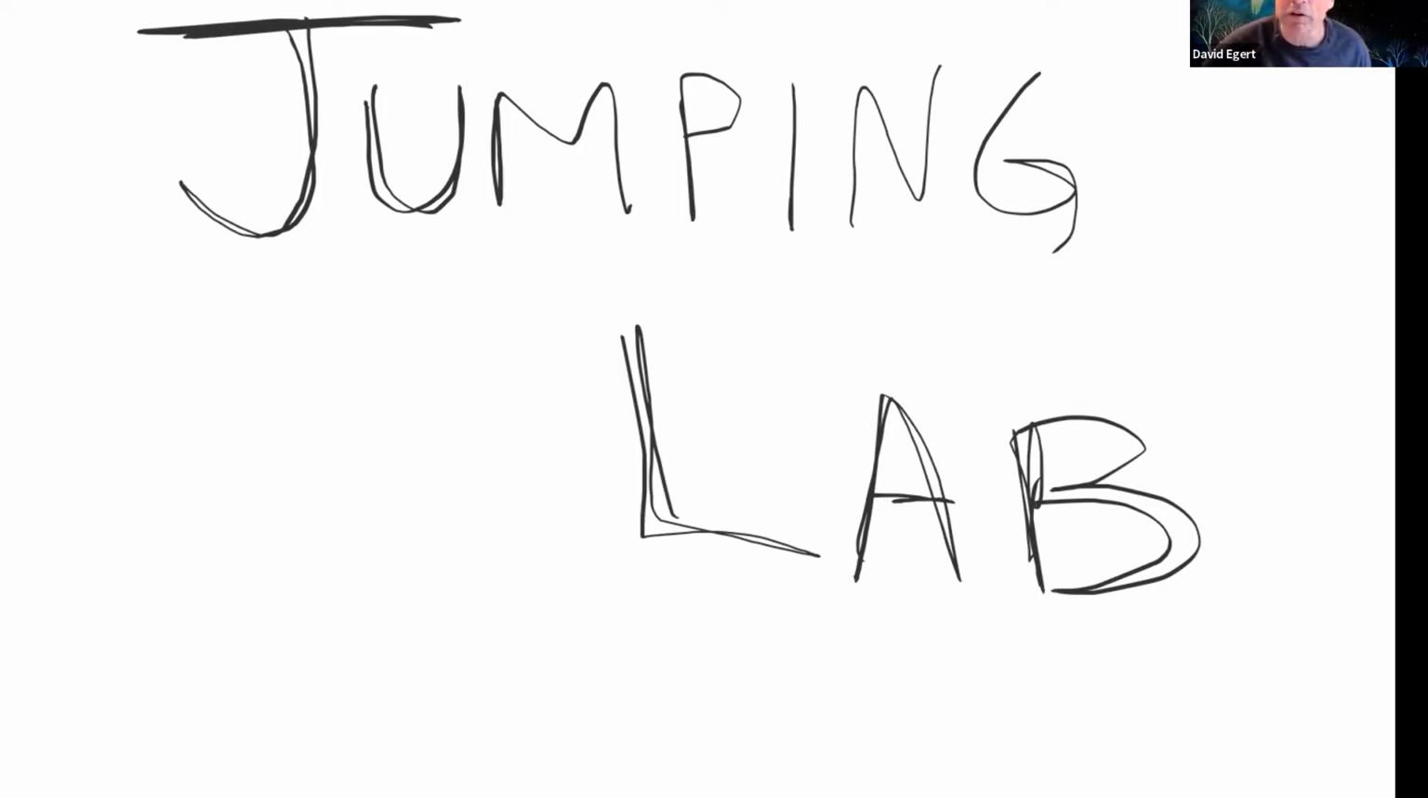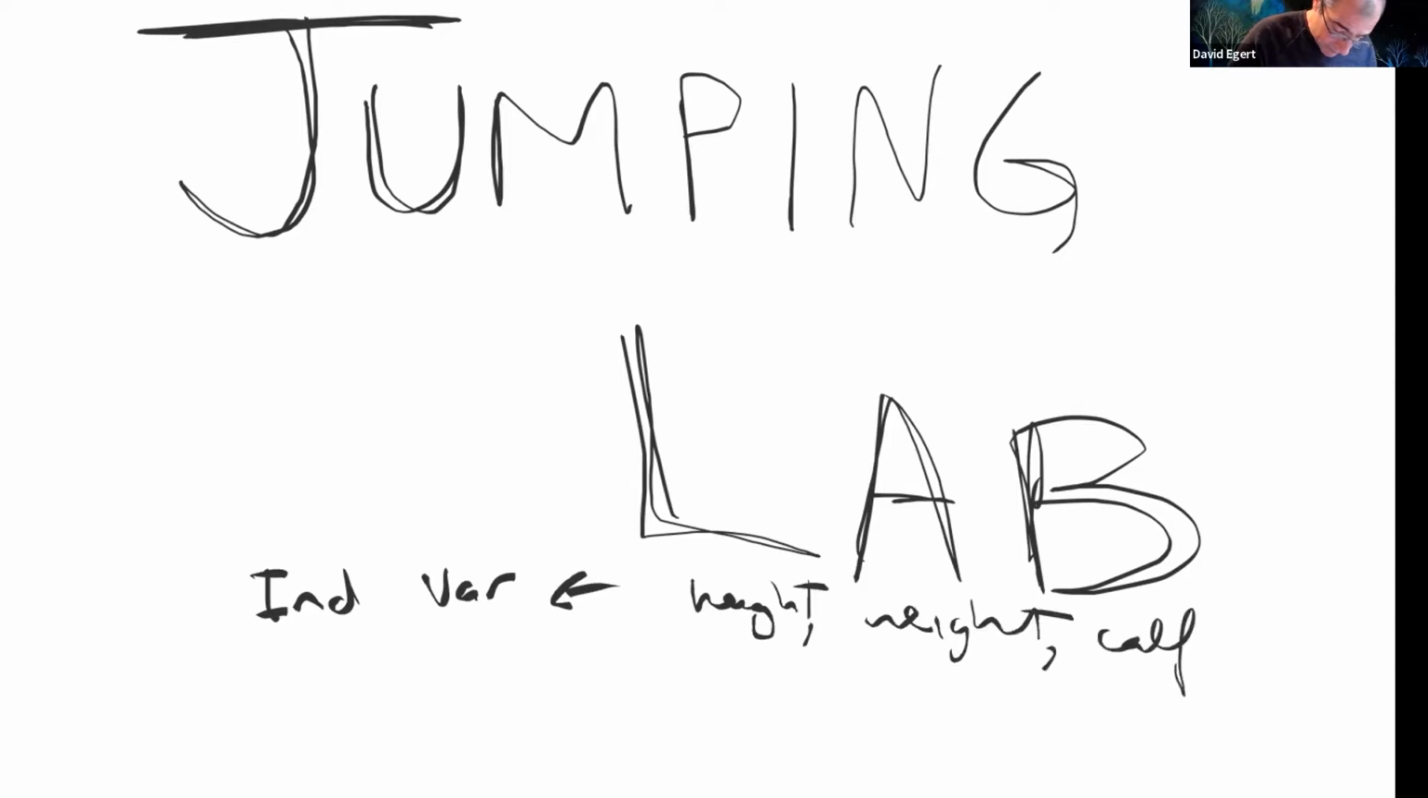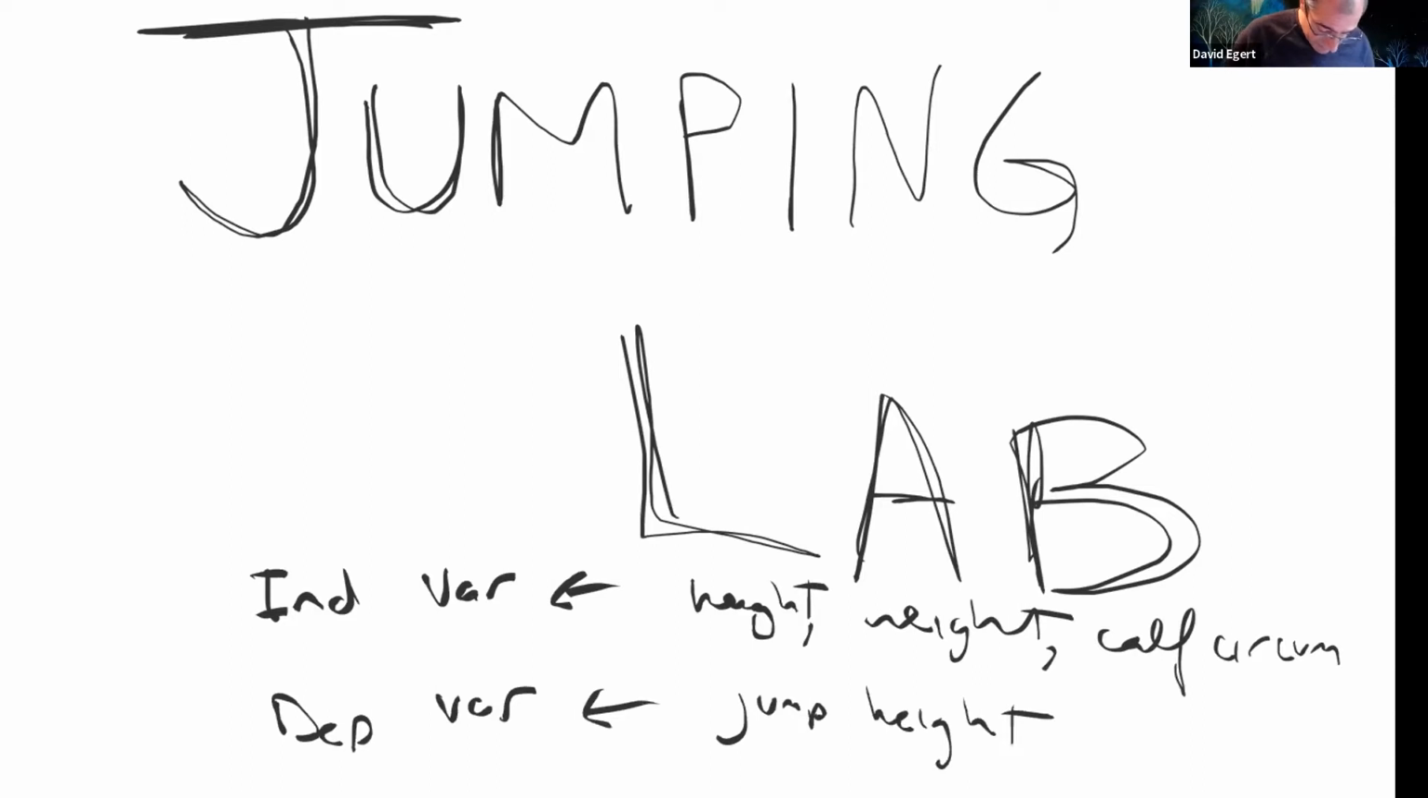In general, when you are writing these objectives, which you're going to be doing fairly often, just figure out what the independent variables are. In this case, it's going to be their height, their weight, their calf circumference. There's a dependent variable. In this case, it's going to be the jump height. And then it's just going to be a simple question. How do the independent variables affect the dependent variable? And you're done.